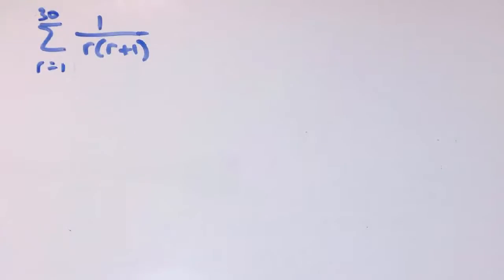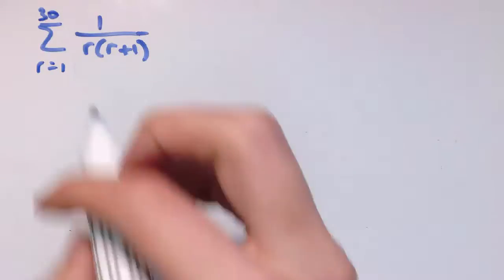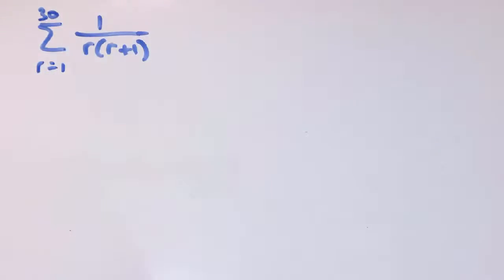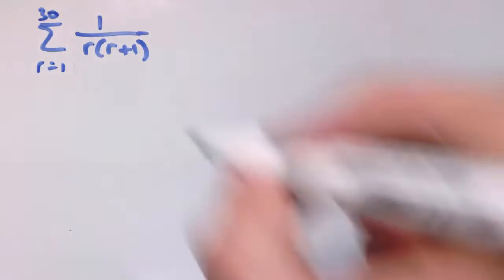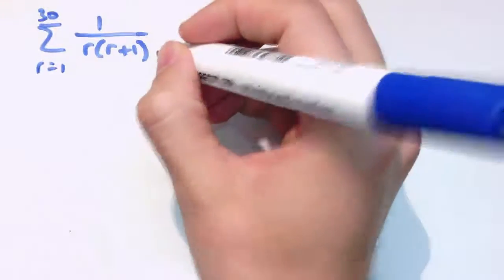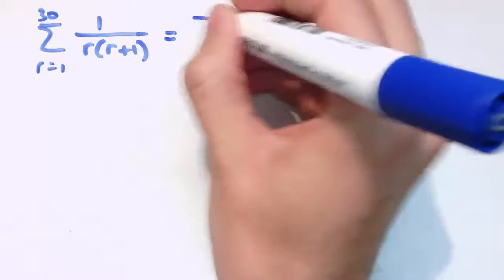In this video I'm going to show you how to sum series by the method of differences. It's a clever little method, this one. So here's one we can do by this method: sum from 1 to 30 of 1 over r times r plus 1. And the first thing we do is to write it in partial fractions.